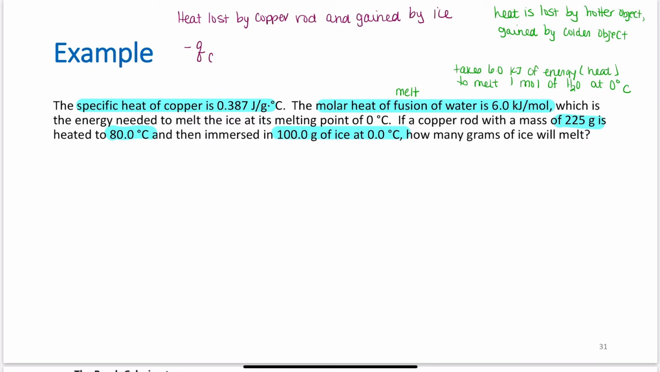So negative Q of the copper will equal positive Q of the ice. Let's figure out what Q of the copper is. Q of copper, we've got 225 grams of copper. Remember, Q equals MC delta T. Specific heat of copper, 0.387 joules per gram degree C. And my temperature: I'm heating it up to 80 degrees C, but then I'm putting in ice, which is at 0 degrees C. So 0.0 degrees C minus 80 degrees C.